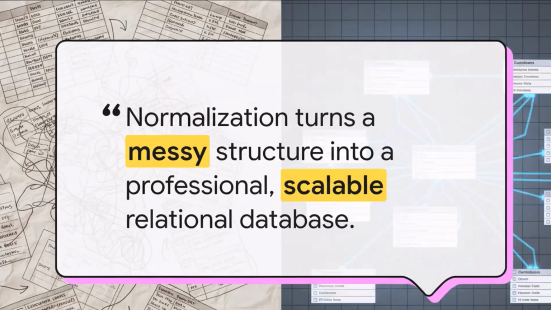You know, as Ferris Solution puts it, normalization turns a messy structure into a professional, scalable, relational database. And that's exactly what we did. We took something that looked like a chaotic spreadsheet and we totally transformed it into something powerful, professional, and efficient. That is the real power of normalization.